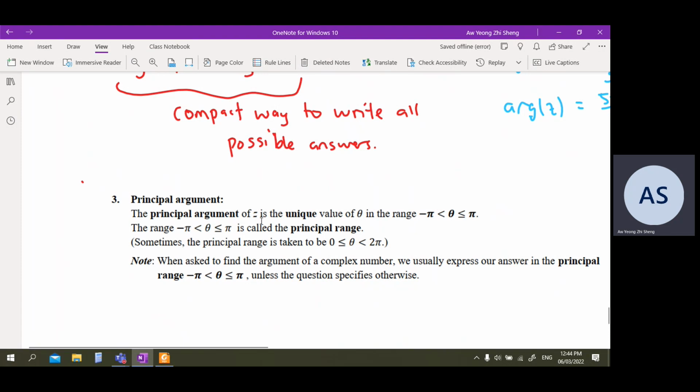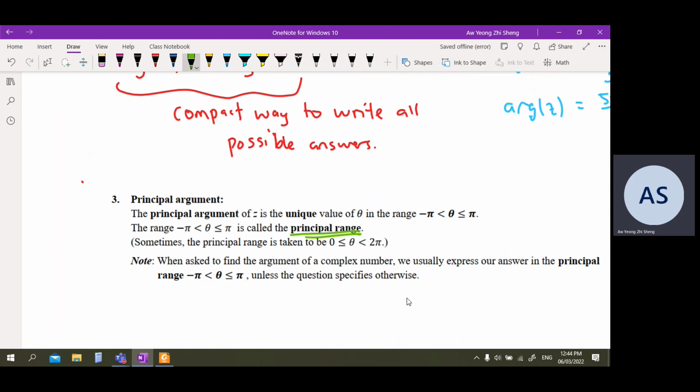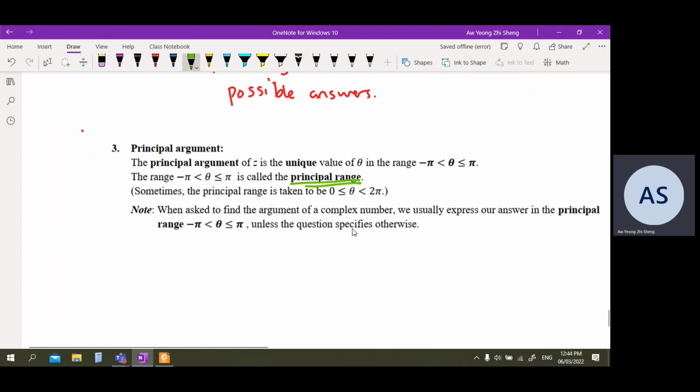The principal argument of z is the unique value of theta in the range minus pi until pi, not including minus pi. So the range minus pi until pi is called the principal range. And so by default, when they ask for the argument of a complex number, we will give our answer in the principal range only. And so there can only be one answer in the principal range. And so where is the principal range? It covers minus pi until pi.